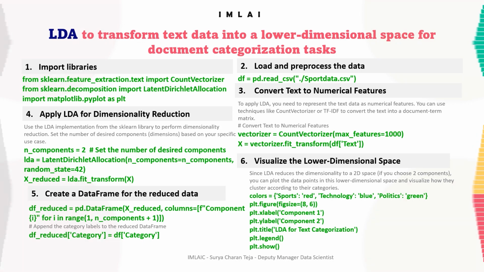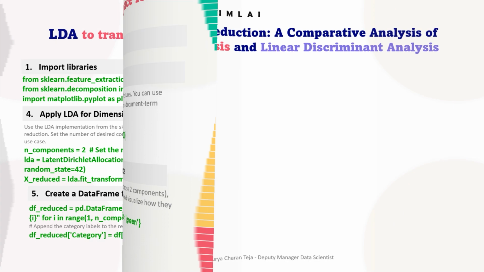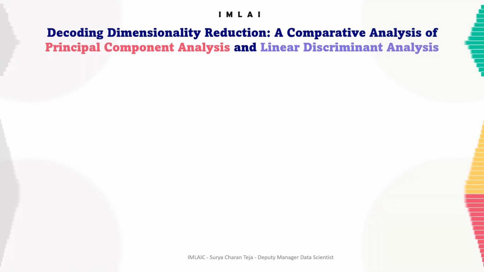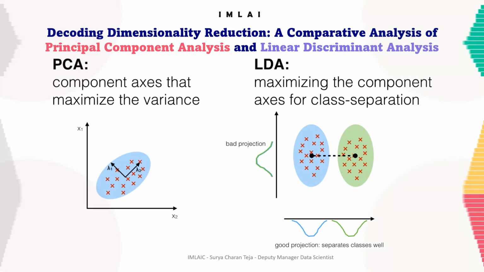So in that case, what is the difference between LDA and PCA, principal component analysis and linear discriminant analysis? Comparative analysis of principal component analysis and linear discriminant analysis. Both linear discriminant analysis and principal component analysis are linear transformation techniques that are commonly used for dimensionality reduction.